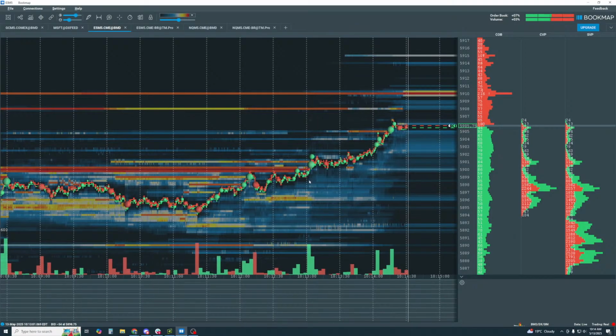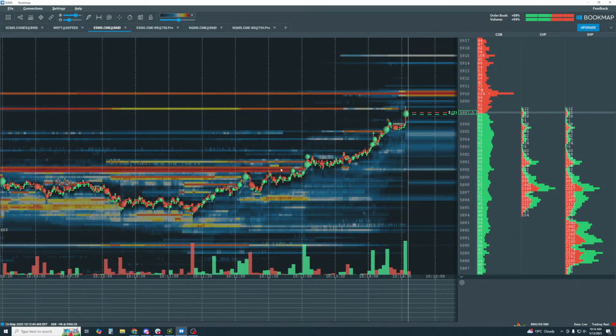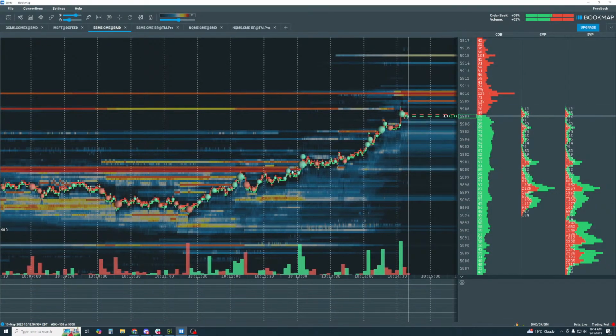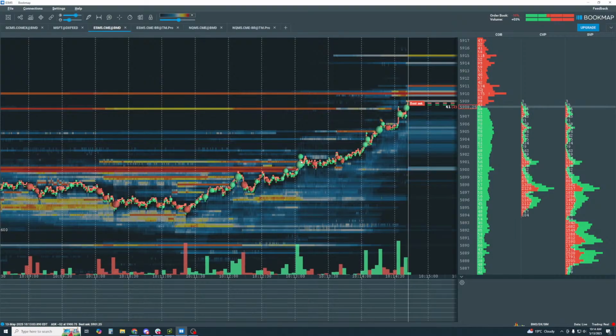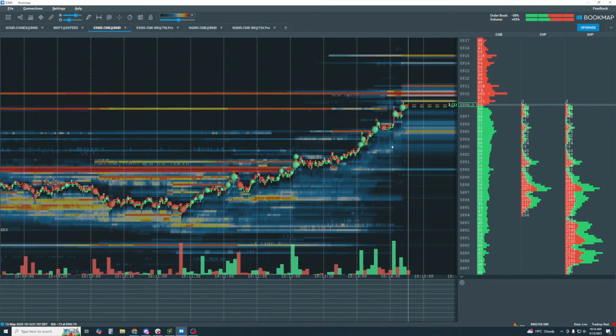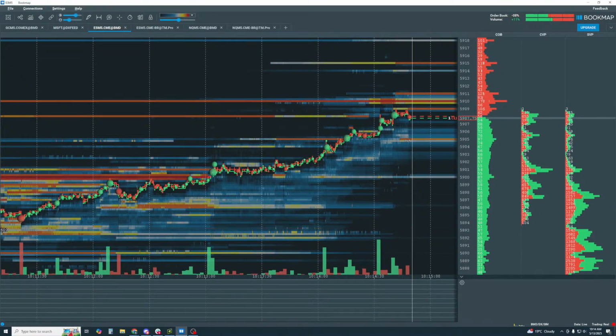And what's happening here in terms of supply and demand? This is the supply right in here, these limit sell orders. They transacted, but there's more market buy orders. So they're able to trade through that area, and the market continues to climb higher.